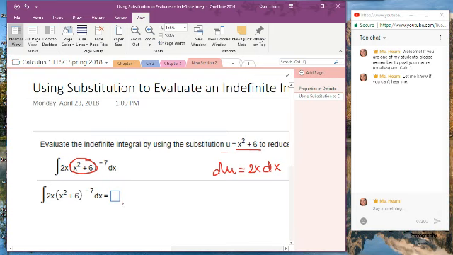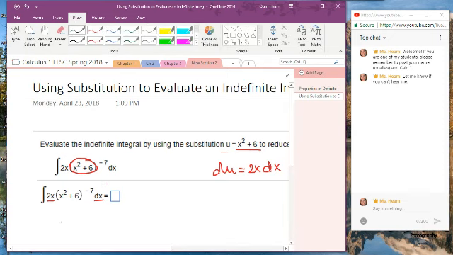And what we're hoping to see is that our u and our du are represented in the integral, and they are. And so you can see that the 2x dx will become our du, and then we're going to put u in for the x squared plus 6. So our new version of this integral is the integral of u to the negative 7th. This was our u here, and I've replaced it. And then 2x dx is going to be replaced with du.